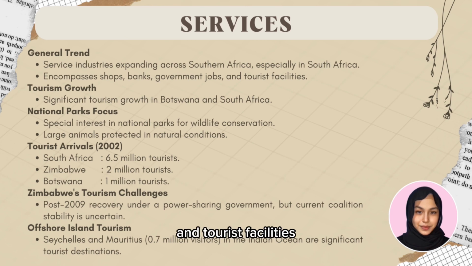jobs, and tourist facilities. Botswana and South Africa witnessed significant tourism growth with a focus on wildlife conservation in national parks, while Zimbabwe's tourism faced a decline due to political troubles in the early 2000s. Post-2009, recovery under a power-sharing government is uncertain. Seychelles and Mauritius remain significant tourist destinations in the Indian Ocean, attracting 0.7 million visitors.